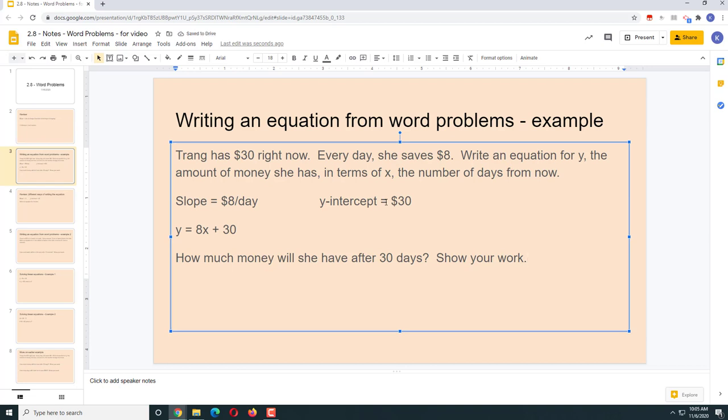How much money will she have after 30 days? That's going to be Y equals 8x plus 30. X is the number of days. Y is how much money she has. So we don't know Y. So that's going to equal 240 plus 30, which is 270. So she will have $270 after 30 days.